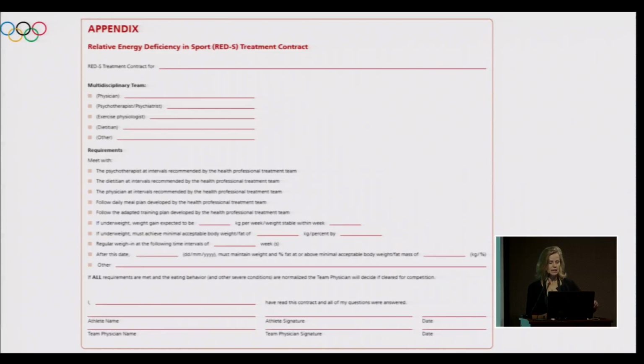I didn't go today into details of the treatment of REDS. It is reviewed in the paper. It's also reviewed very nicely in the recent 2014 publication from the American College of Sports Medicine by the group of Nattiv et al. It's an excellent review of the science in terms of treatment of this syndrome.